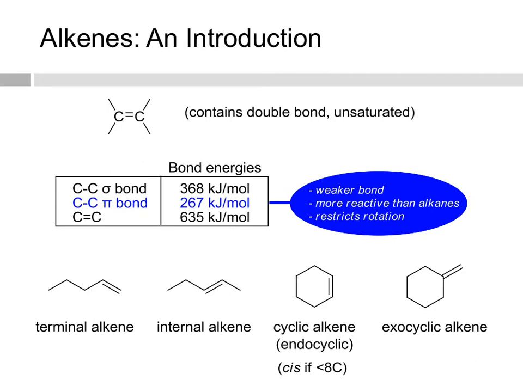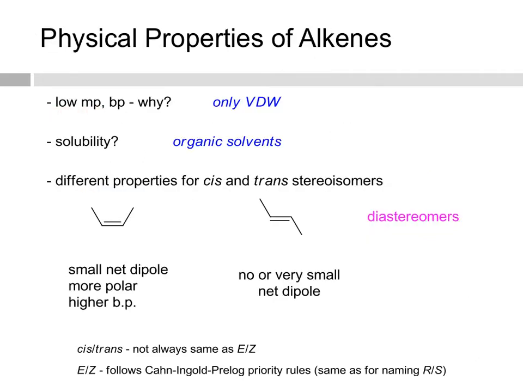trans alkene. Alkenes have low melting points and boiling points, and this is because they experience only van der Waals force. They are soluble in organic solvents, and there are different properties for cis and trans stereoisomers. These two isomers are not mirror images of each other, nor are they superimposable, and they are considered diastereomers.